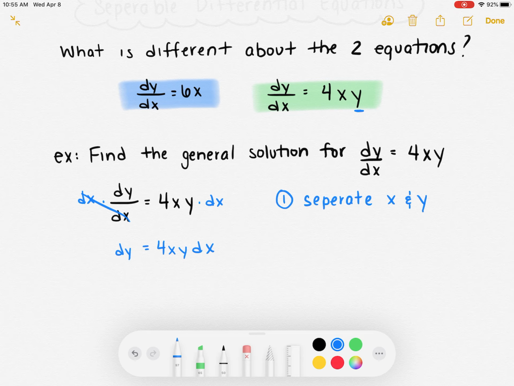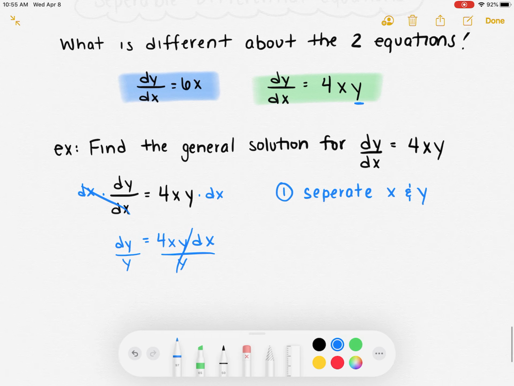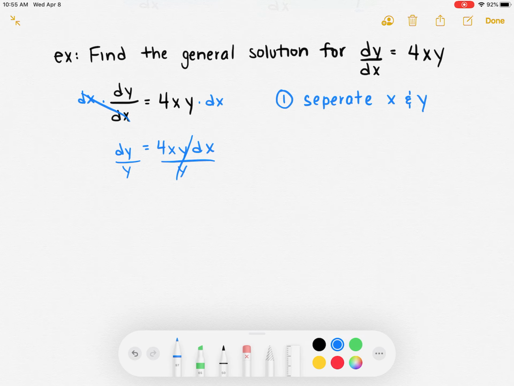4xy dx, and then I notice my right side of the equation still has a y in it, so I'm also going to divide by y on both sides, which will cancel this y and leaves me with dy over y equals 4x dx. Now all my y's are on the left side, all my x's are on the right side, and I can actually start to solve this differential equation. And from here, I'm going to do the same thing I did last time. I'm going to take the antiderivative of both sides, and then I'm going to simplify as much as I can.